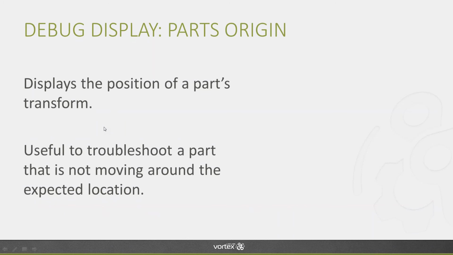So let's look at those different properties we can turn on and turn off using the debug display. The first one is Parse Origin. Now, the Parse Origin display shows you the position of a part's transform. Now, this is great when you're trying to troubleshoot a part that's not moving around the expected location that you have in mind, or that's not moving as you would expect.